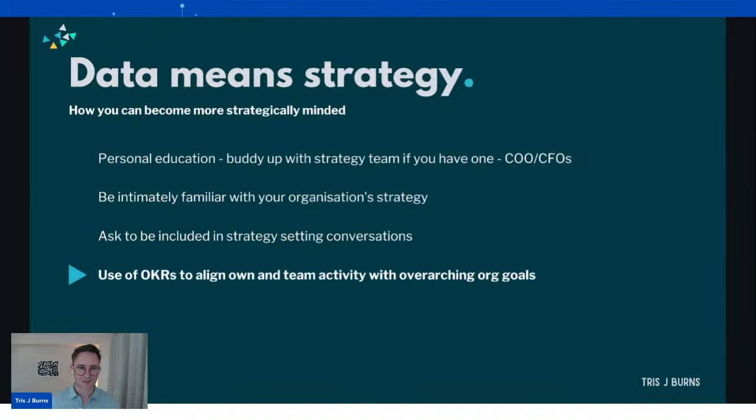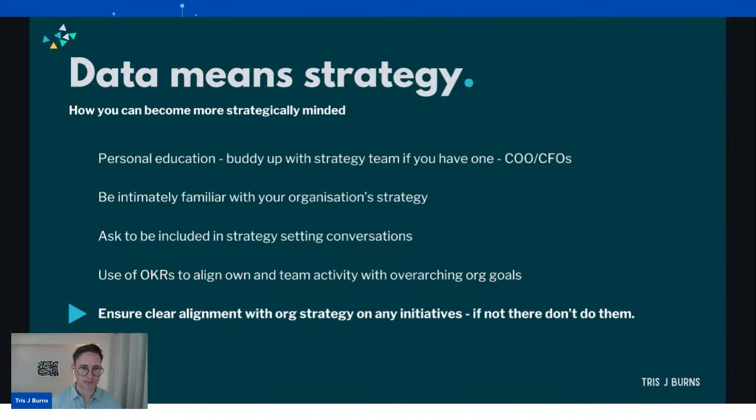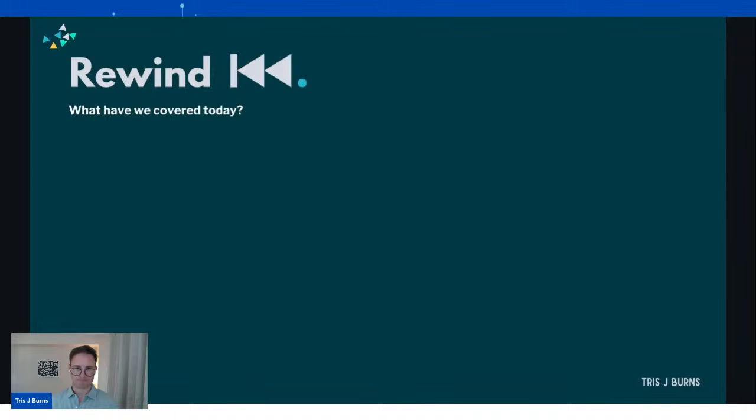Use of OKRs to align team activity with overarching organizational goals. OKRs are great because they cascade down from the organization's overall goals and give everybody a little bit of the pie to contribute towards the overall outcomes for the business. And ensure clear alignment with organizational strategy on any initiative. If they are not clear, do not do them.